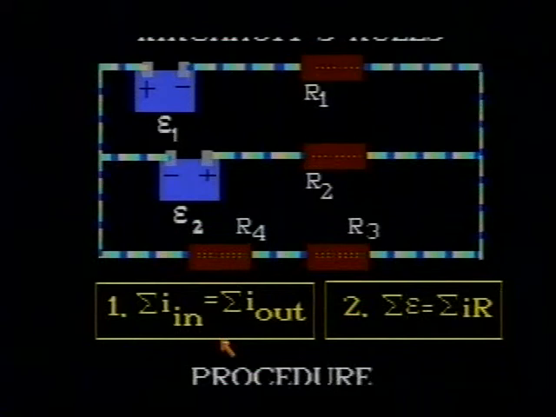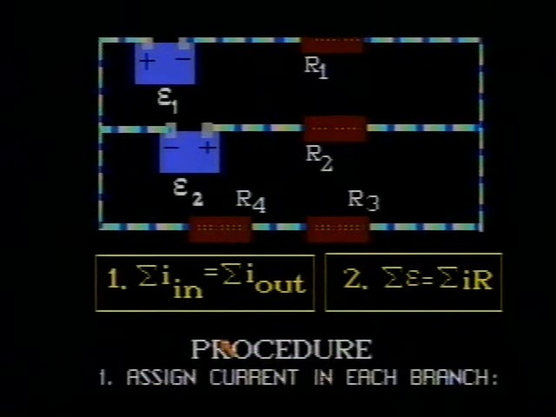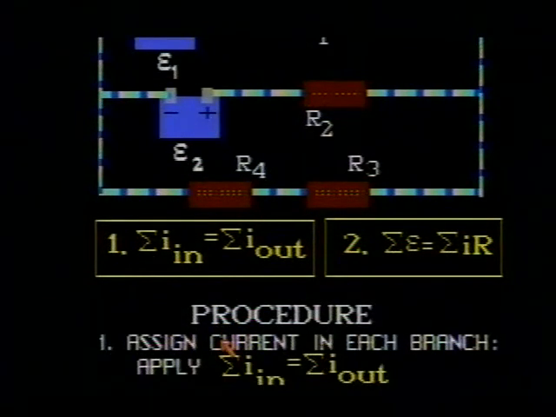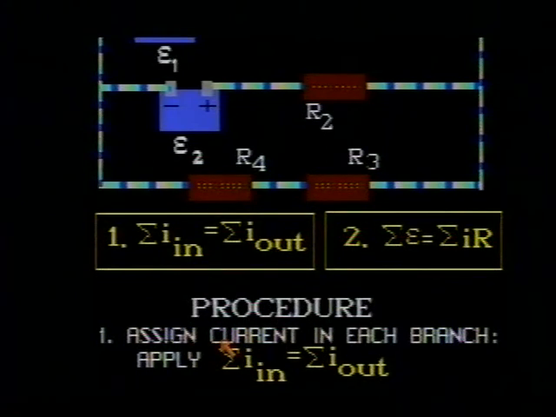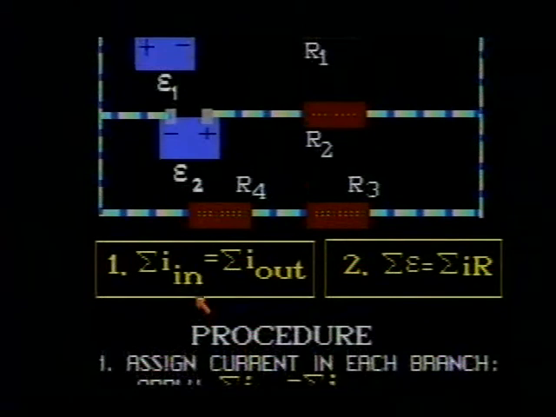In using Kirchhoff's rules, we will follow a procedure. Step one in that procedure is to assign a current in each branch of the circuit and then apply the first rule that the sum of the currents into a branch point is equal to the sum of the currents out. Let's do that in our circuit.